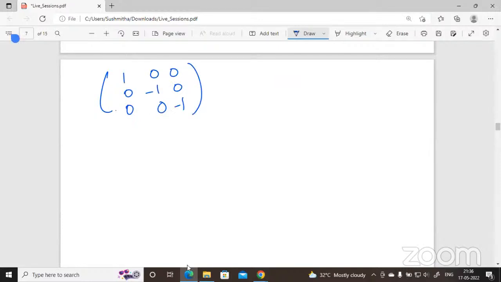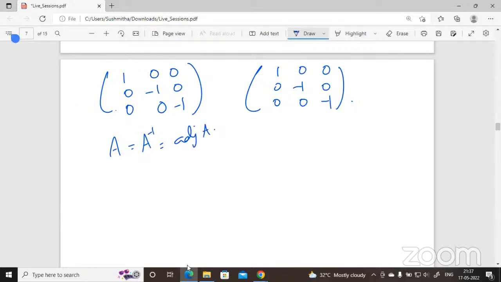The inverse is itself. What about the adjoint? 1, 0, 0. So 1, 0, 0. This adjoint, this one, 0, minus 1. Okay, so this is a matrix which satisfies A is equal to A inverse is equal to adjoint. Okay, fine. So it's not just the identity matrix. Fine, thank you so much.